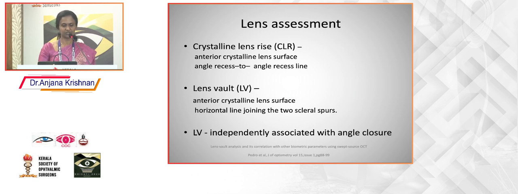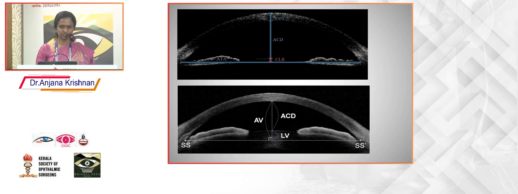In the lens assessment, the two terms which need to be known are crystalline lens rise and lens vault. And as mentioned, lens vault is associated with angle closure. So I'll show this: in the first picture, the angle recess to angle recess line is drawn, and the perpendicular from there to the anterior crystalline surface of the lens is the clear crystalline lens rise.